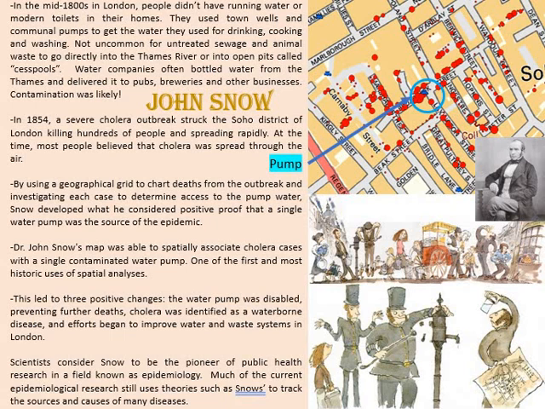So by using a geographical grid, this is really cool where this comes into play. Using a geographical grid to chart deaths from the outbreak and investigating each case to determine access to the pump water, Dr. John Snow developed what he considered positive proof that a single water pump was the source of the epidemic. So he basically graphed all of these outbreak cases and plotted them on an overview of the Soho district.